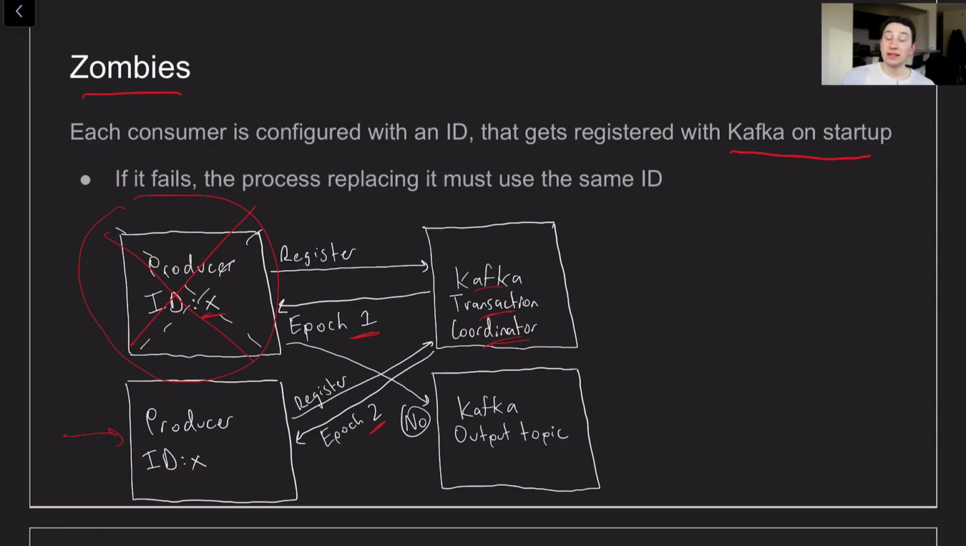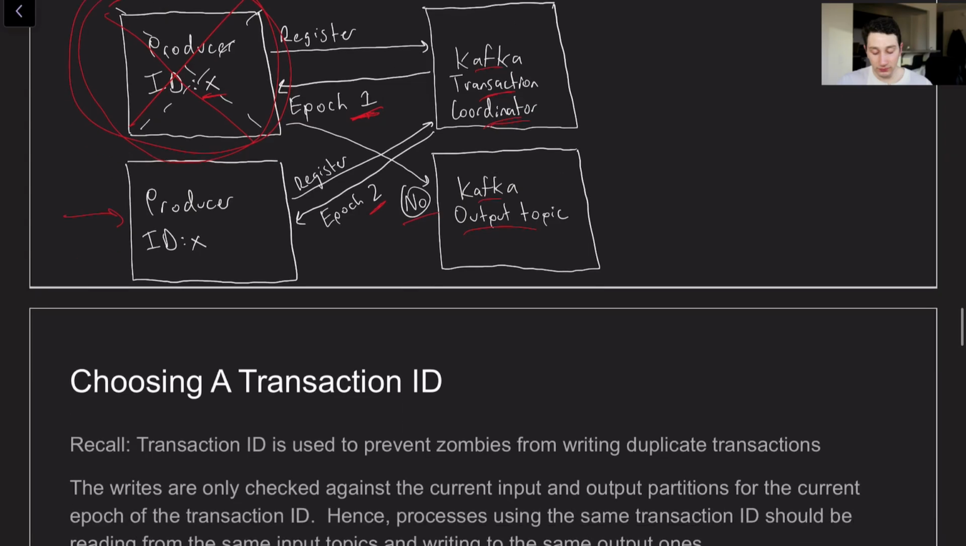It's then going to go to all of the Kafka topic partitions that are relevant for this transaction and say, listen, if you're one of the partitions that's going to be receiving messages from this transaction, you should reject any messages from producer with ID X but epoch 1. So this Kafka output topic now has a slight bit of additional validation to say, hey, I'm not going to accept messages from you because you're an old producer and this is likely a zombie.